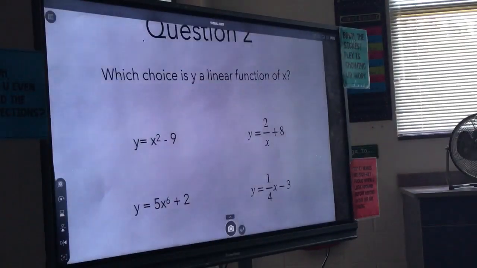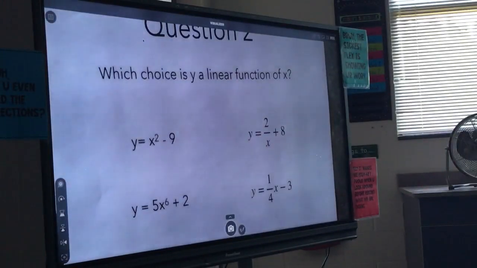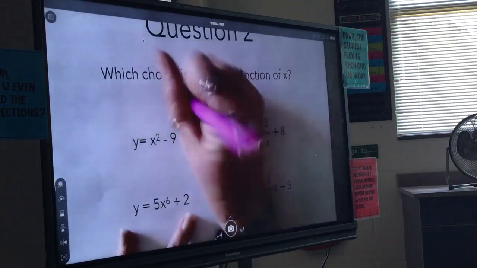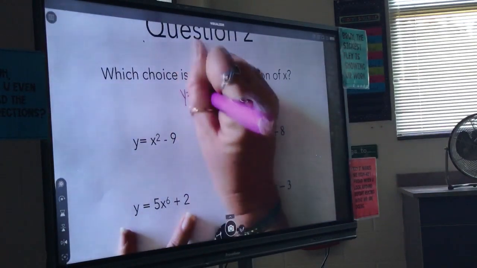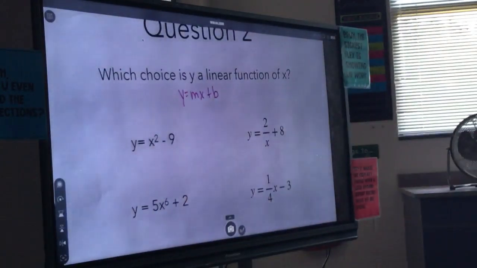All right, so we talked about this a little bit. First and foremost, what is our equation to know for a linear function? What's that equation that we learned a long time ago? Y equals mx plus b. So y equals mx plus b. So this is the format for a linear function.